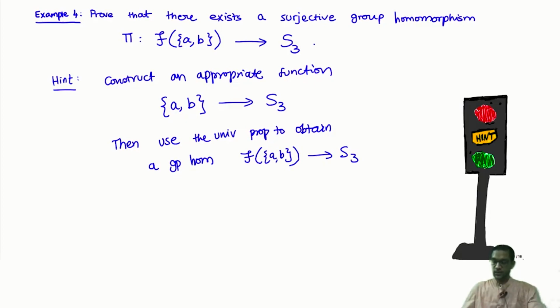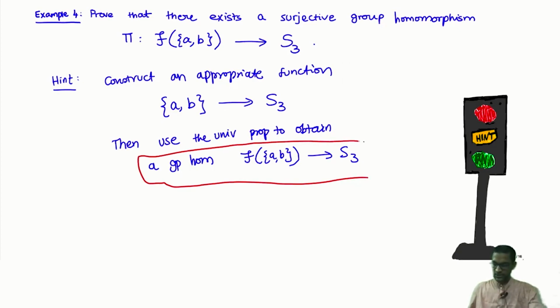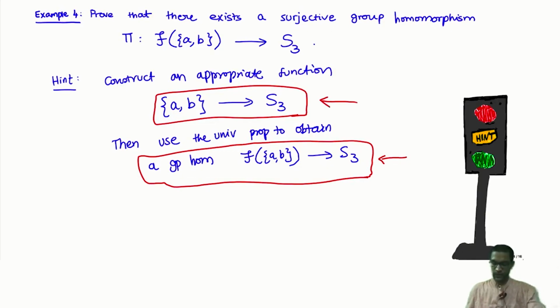In some sense, a group homomorphism from the free group to another group is really the same information as just a map of sets from the set AB to S3. So if you are asked to construct this, then it's enough to construct the function on top. Of course you should do it in such a way that the resulting homomorphism has the properties you want. So focus on this, try to find an appropriate function from the set AB to S3. Again, pause and think about it using this hint.